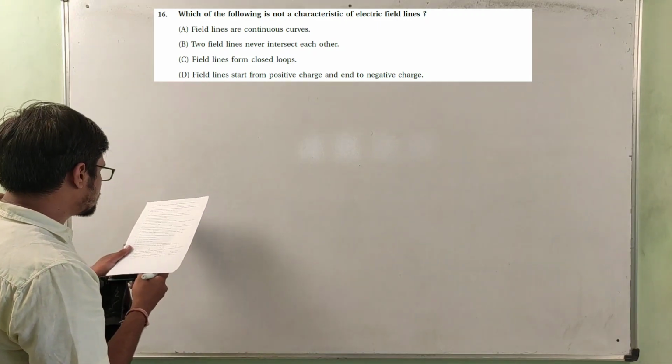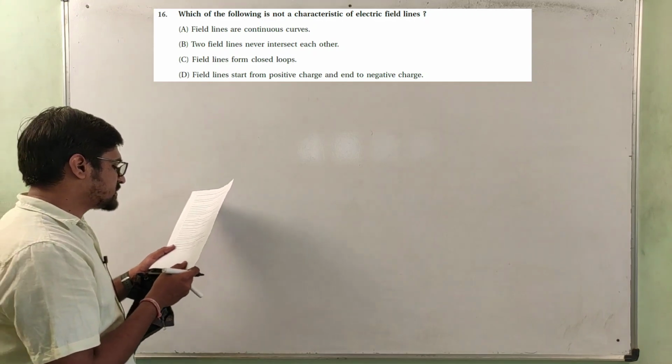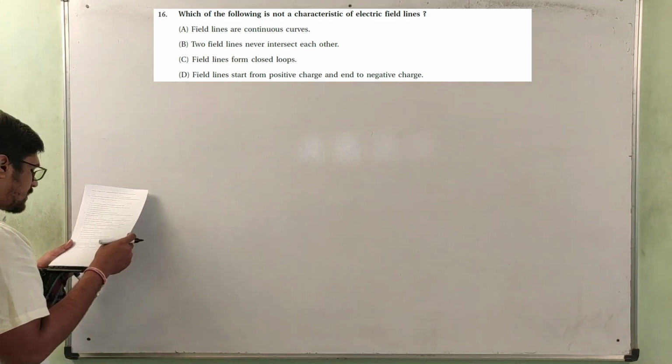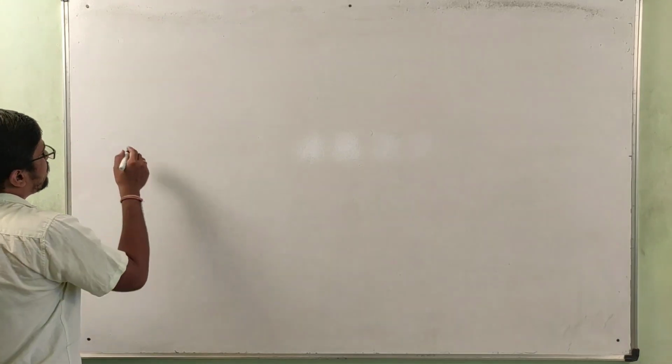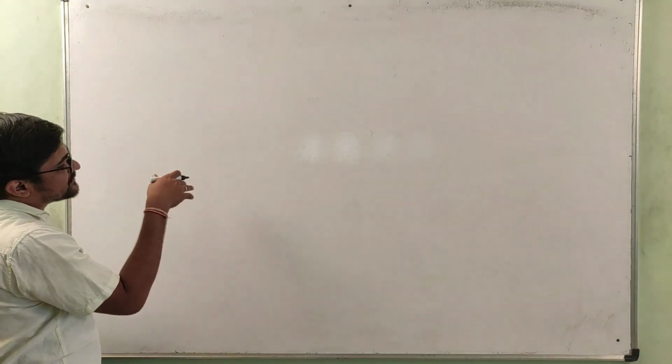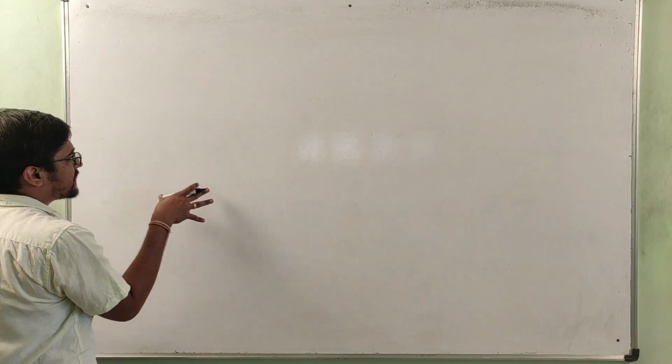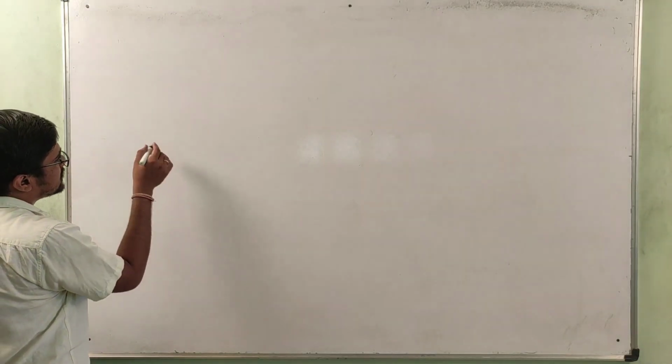If the charge Q is placed at the center of the cube, then the flux associated with each edge. So let us revise the topic. Flux. Flux is what? The number of field lines passing through any surface is called the flux associated with that surface.